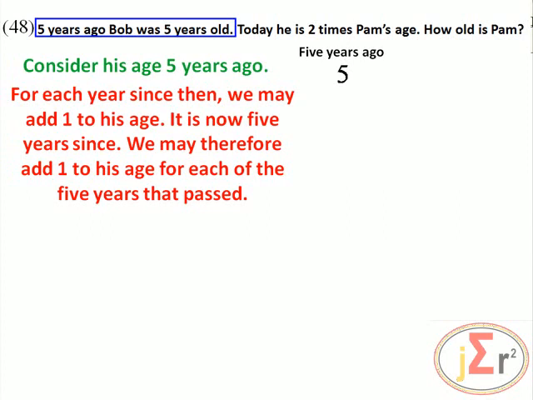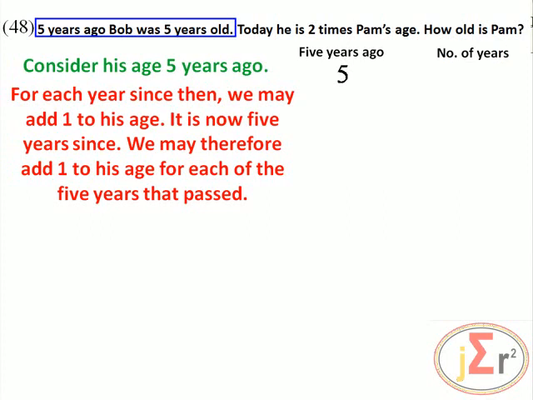It is now 5 years since. Therefore, we may add 1 to his age for each of the 5 years that passed. So for each year that passed, we need to add 1 to his age. Is that correct, Jerry? Yes. For every year that passes, your age will increase by 1 year. Right. So that is what we are saying. 5 years ago, he was 5. So for each year that passed, let us add 1 year to his age.